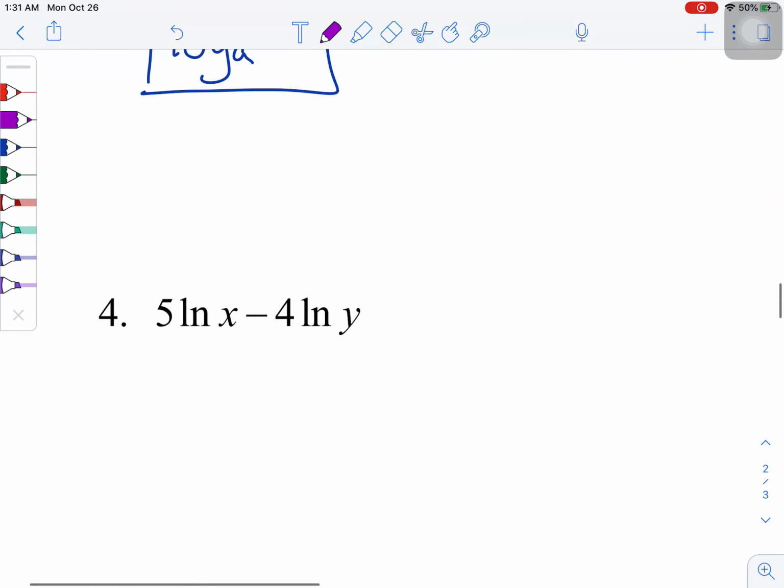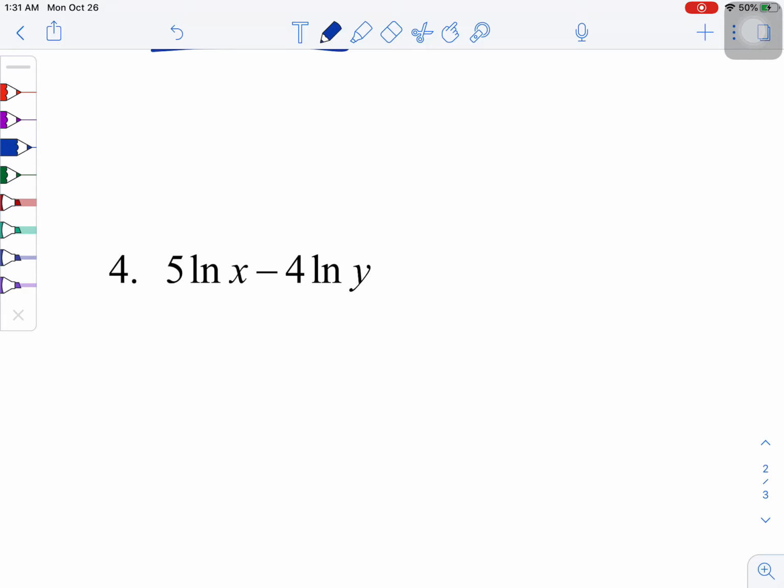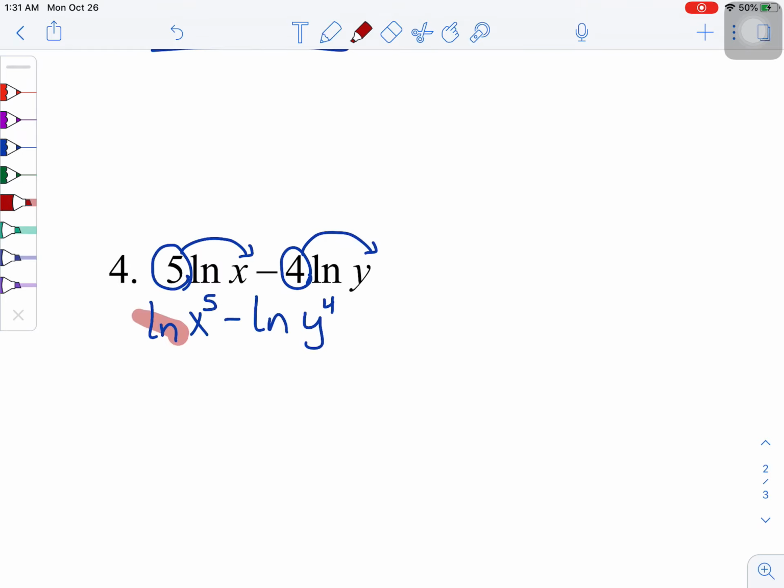All right, 2 more here. Problem number 4 for condensing. I'm going to take this 5, fly it up as an exponent, take this 4, fly it up as an exponent. So natural log of x to the 5th minus the natural log of y to the 4th.